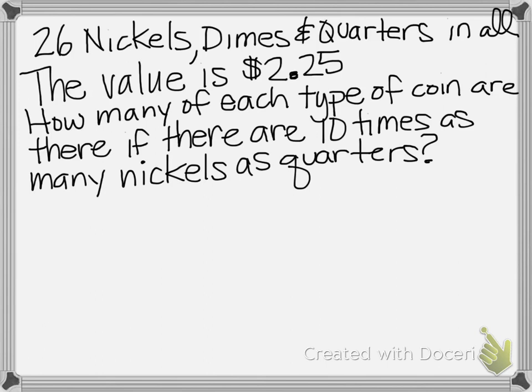So you have 26 nickels, dimes, and quarters in all. The value is $2.25. How many of each type of coin are there if there are 10 times as many nickels as quarters? So we're going to start with 26 nickels, dimes, and quarters in all. That is a number problem. So the number of nickels plus the number of dimes plus the number of quarters is 26.